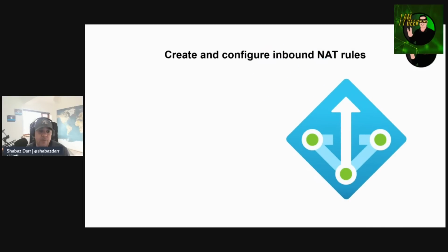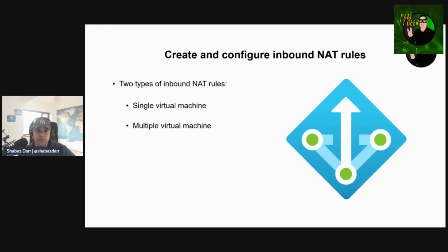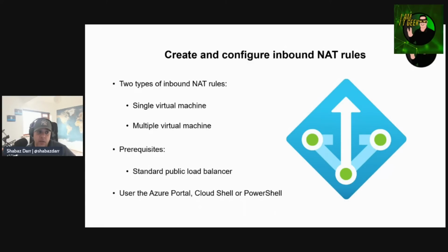An inbound NAT rule is used to forward traffic from a load balancer front end to one or more instances in the back-end pool. There are really two types of inbound NAT rules. The first is a single virtual machine rule, which is an inbound NAT rule that targets a single machine in the back-end pool of the load balancer. We then have a multiple virtual machine NAT rule, and as the name suggests, this is an inbound NAT rule that targets multiple virtual machines in the back-end pool of the load balancer. Some prerequisites: you need to have a standard public load balancer first of all. And you can also use the Azure Portal, Cloud Shell or PowerShell to configure the inbound NAT rules.